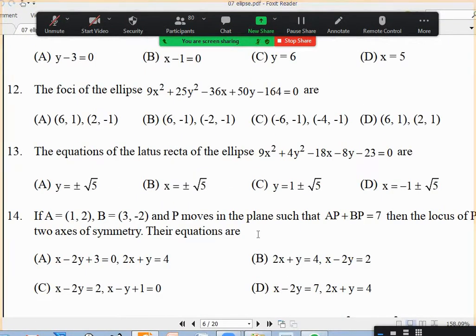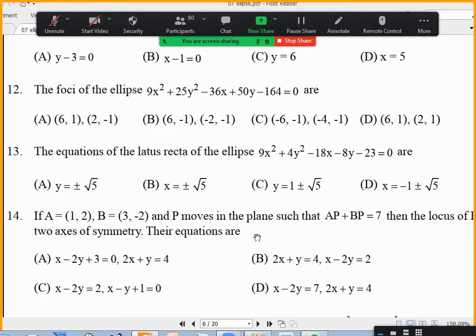Up to 14? The 14th one, the 2 points don't have the same y coordinate or the same x coordinate. Yes, sir. But still we can do this very easily.